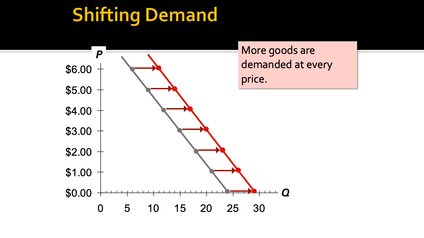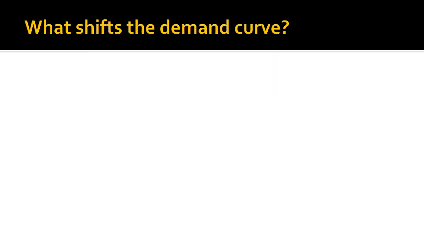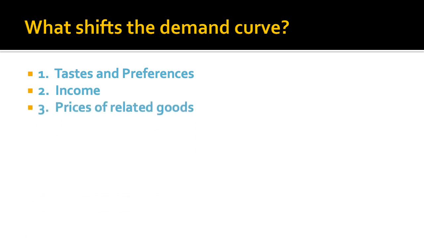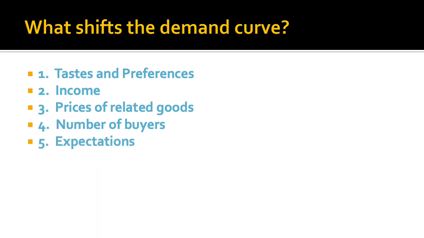What might cause the demand curve to shift? Well, we have 5 shifters. First, tastes and preferences. Second, income. Third, prices of related goods. Fourth, the number of buyers. And fifth, expectations about future price. We're going to look at each of these in detail.